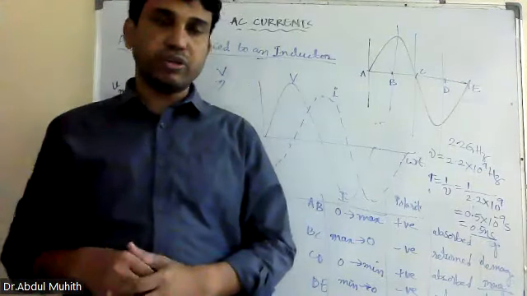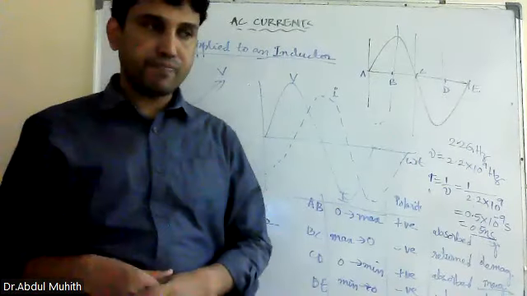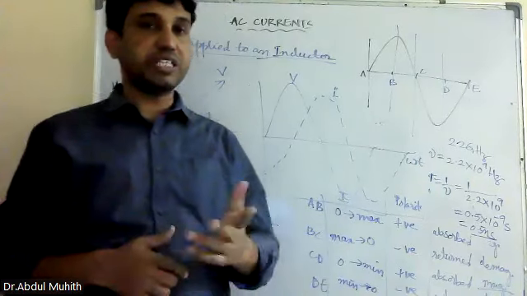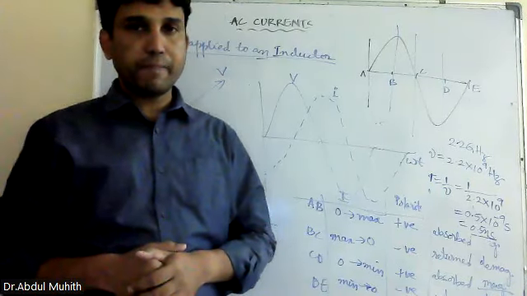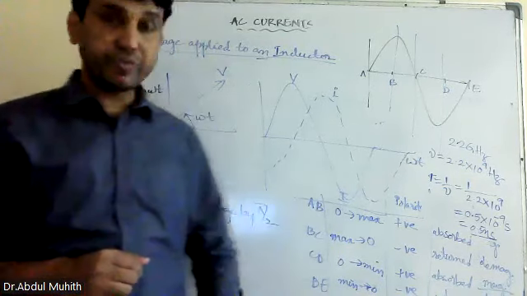Okay. Now, what is out of phase? The phase angle is 180. Yeah, very good. If the phase angle is 180 degrees, that is out of phase. Can you give me one example for out of phase?